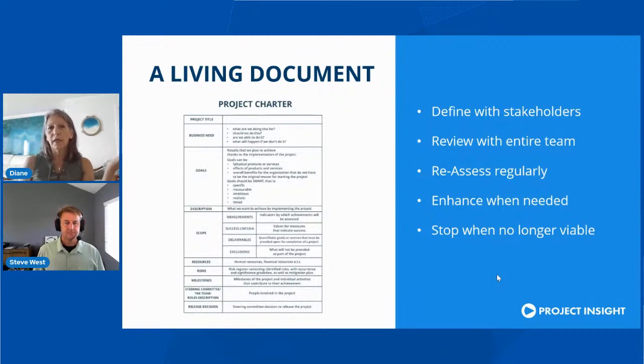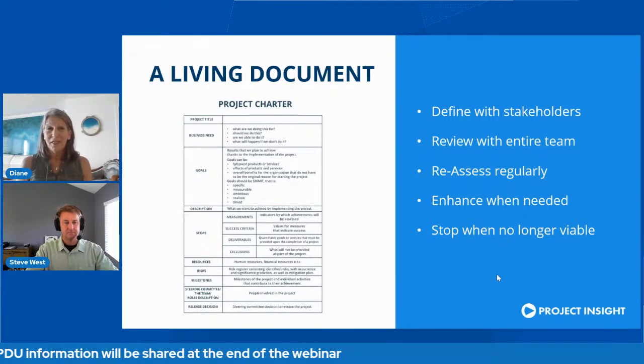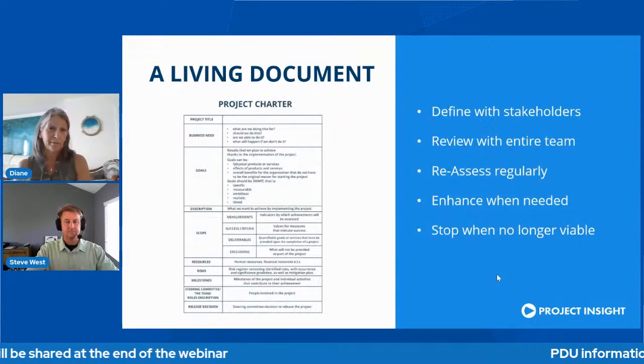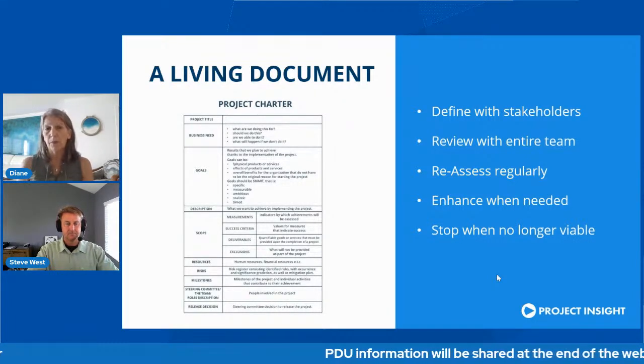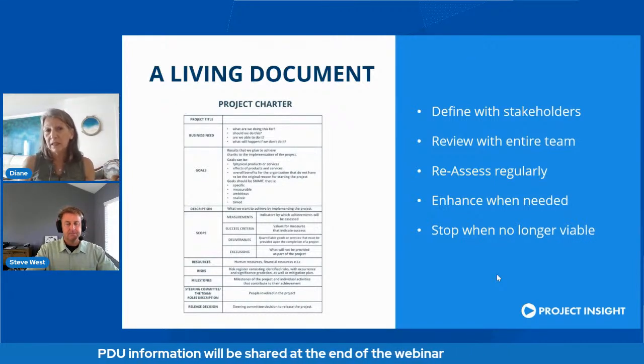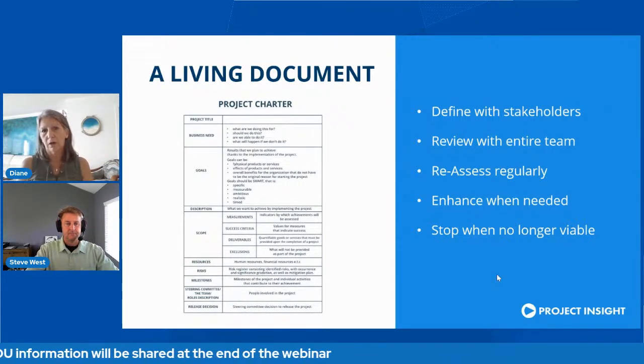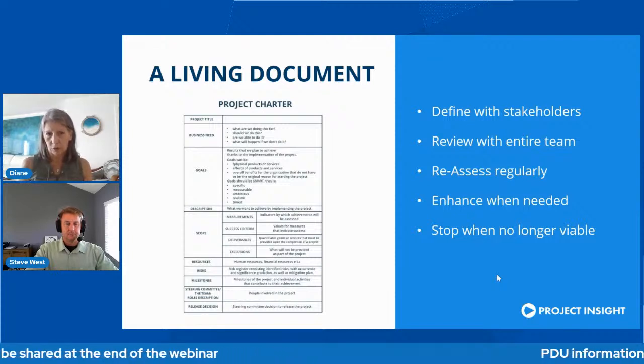Maybe you were working on an initiative for a new product enhancement, and then some other innovative idea came out into the marketplace that really eliminated your opportunity to achieve your goals. There's nothing wrong with stopping a project when it's no longer viable. So it really is a living document, and it doesn't have to be large, and it should be there for every single project we work on.